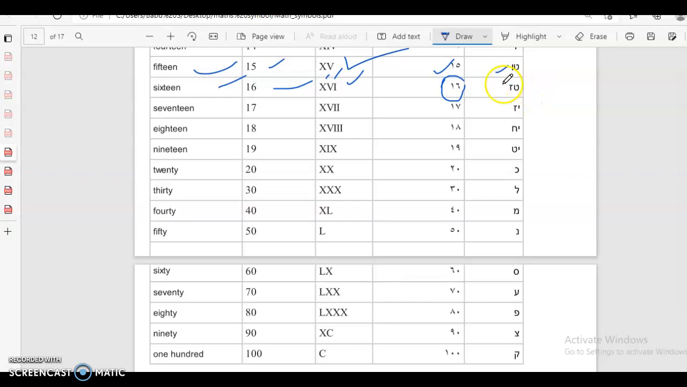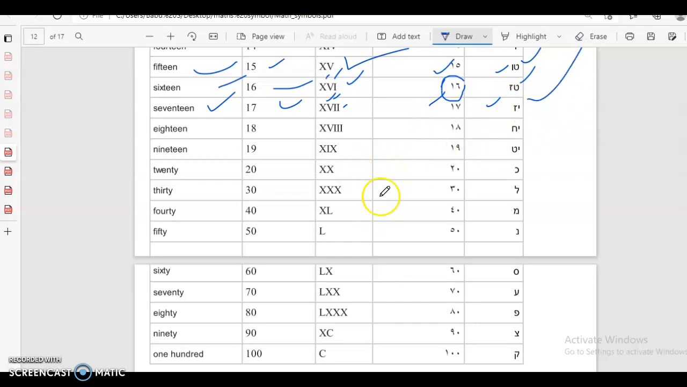Here, the T and 0 are incomplete, as you can see. This one also has an incomplete 0. Here is 17, XVII, like this. Here also the Arabic is the same. Here tau, with a dash like this.